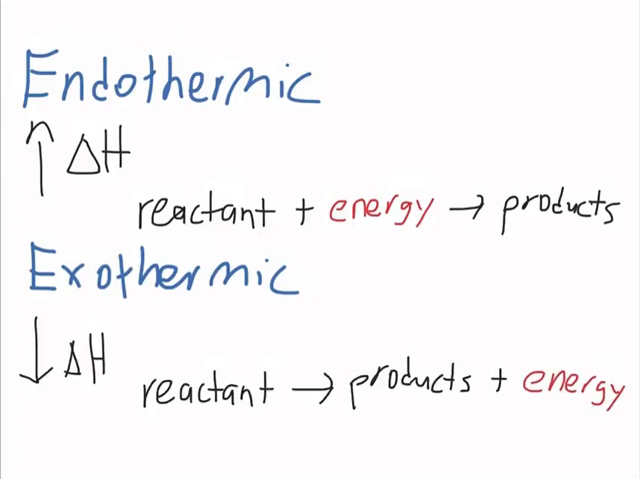The way that I like to remember the difference between an endo and exothermic reaction is that exothermic has X, which is the start of exit. And in an exothermic reaction, enthalpy exits the reaction.